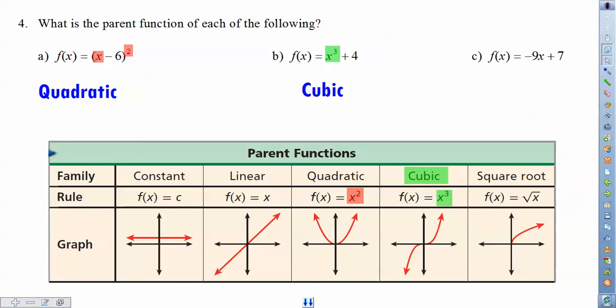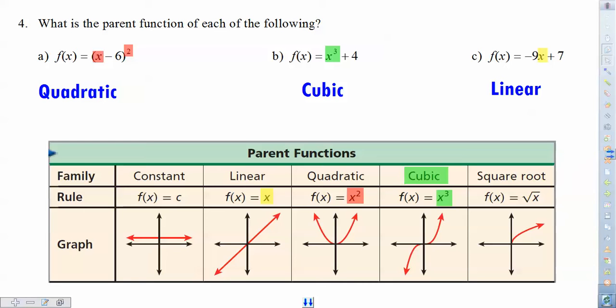And last, that one right there, notice that x is actually being raised to the first power there. Just like this one, x is being raised to the first power. That graph's going to be a straight line, so we have linear. Great. So I'm not predicting any problems here.